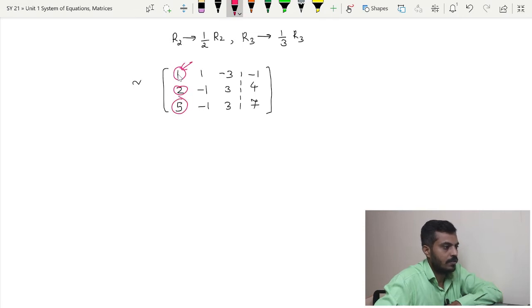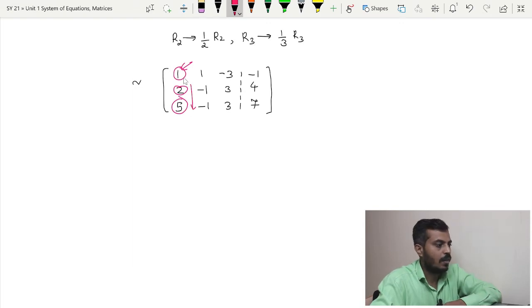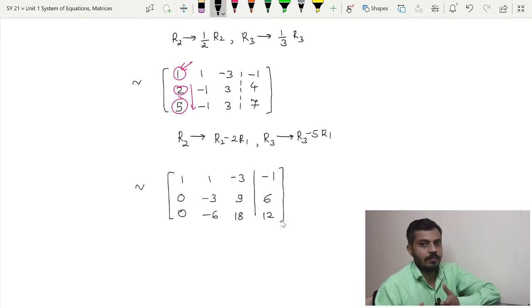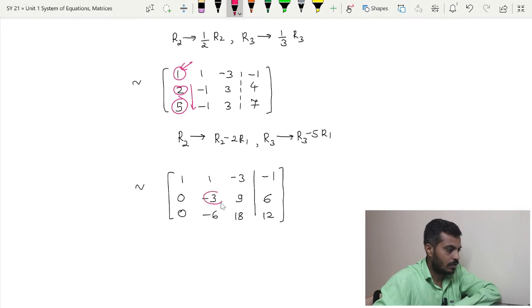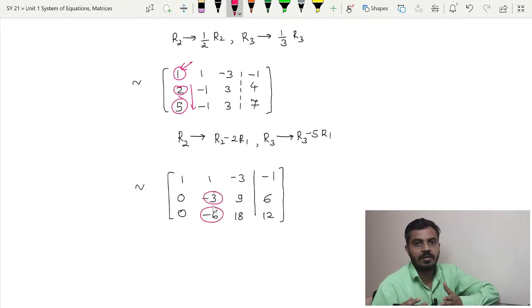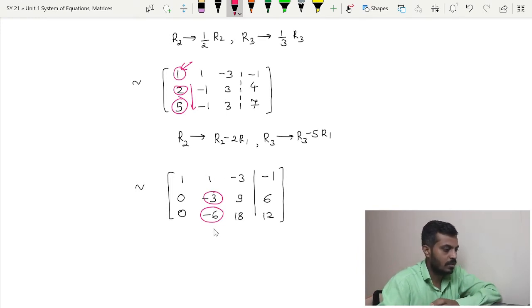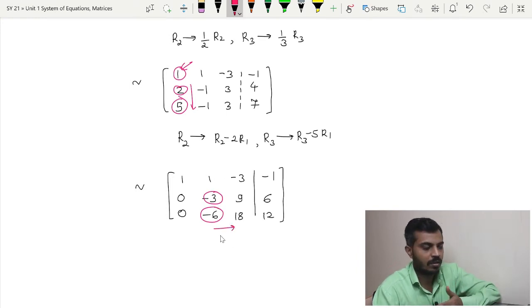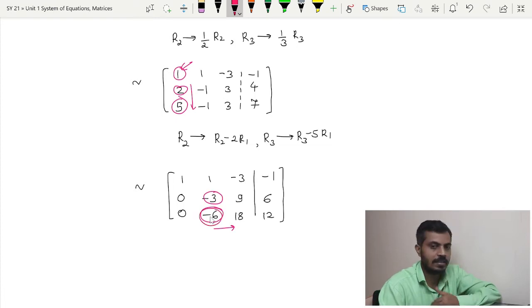Now you can see that the first entry in the first row is already 1. So with the help of that we will make all the entries below it 0. Which operations will I perform, can you guess? Yeah, so after getting this matrix, our next job is to again circle the leading coefficients. Now you can see that the second condition of echelon form is not satisfied, because the leading coefficient should be on the right-hand side, but it is exactly below, one below another.